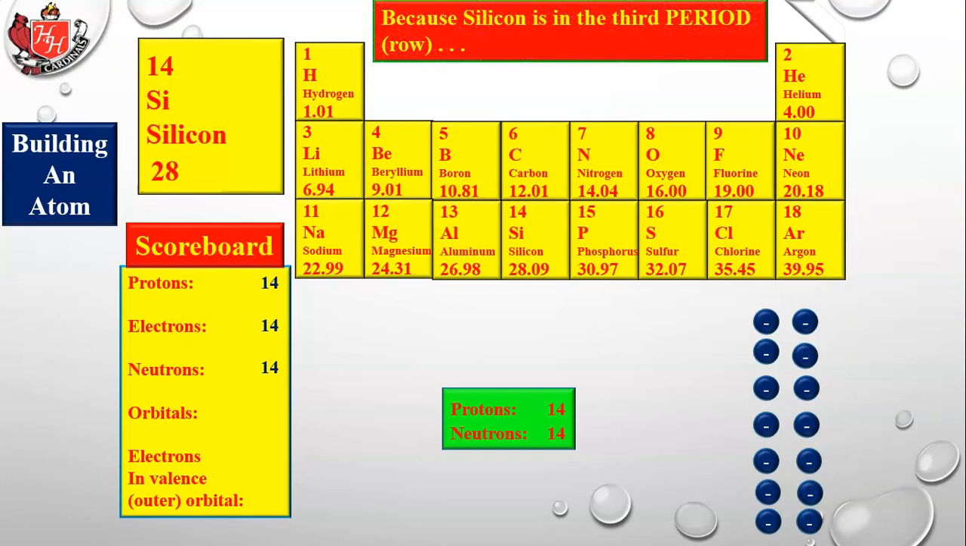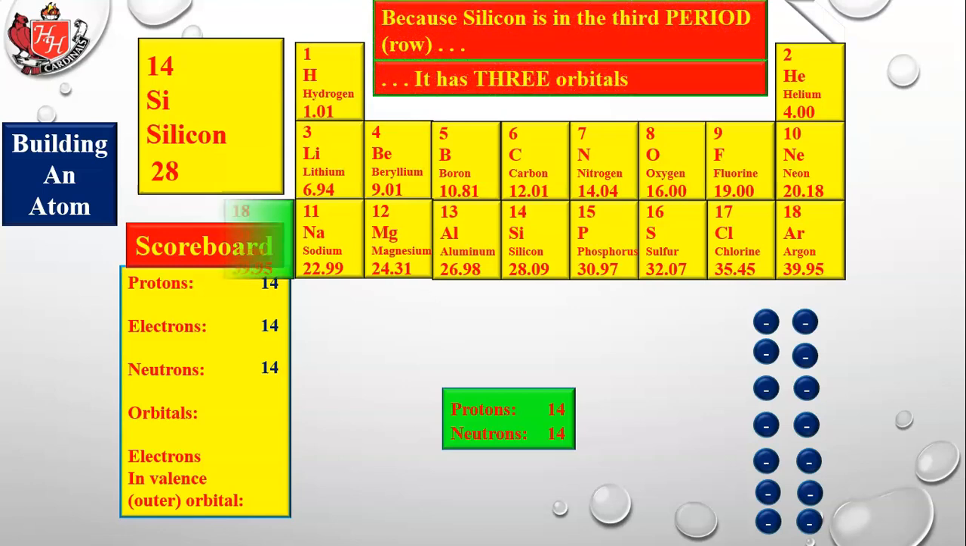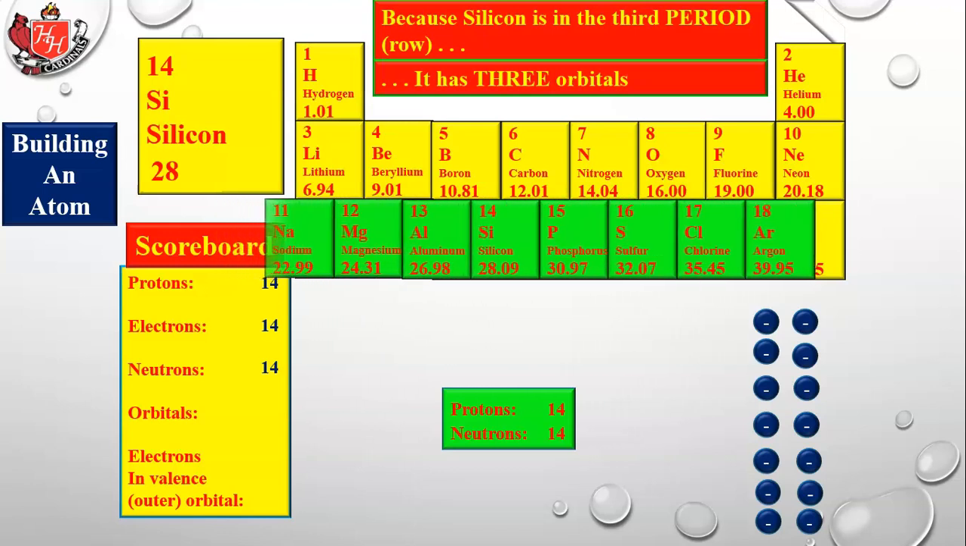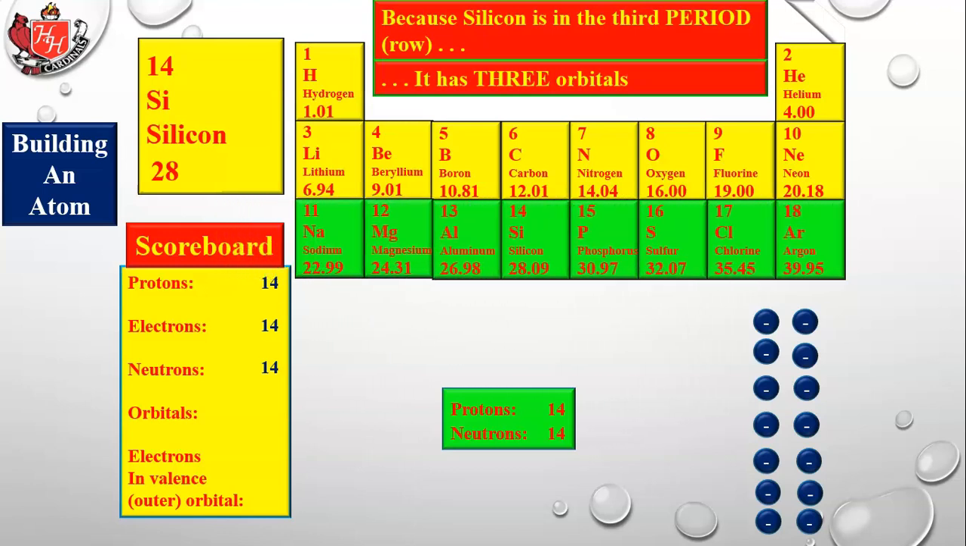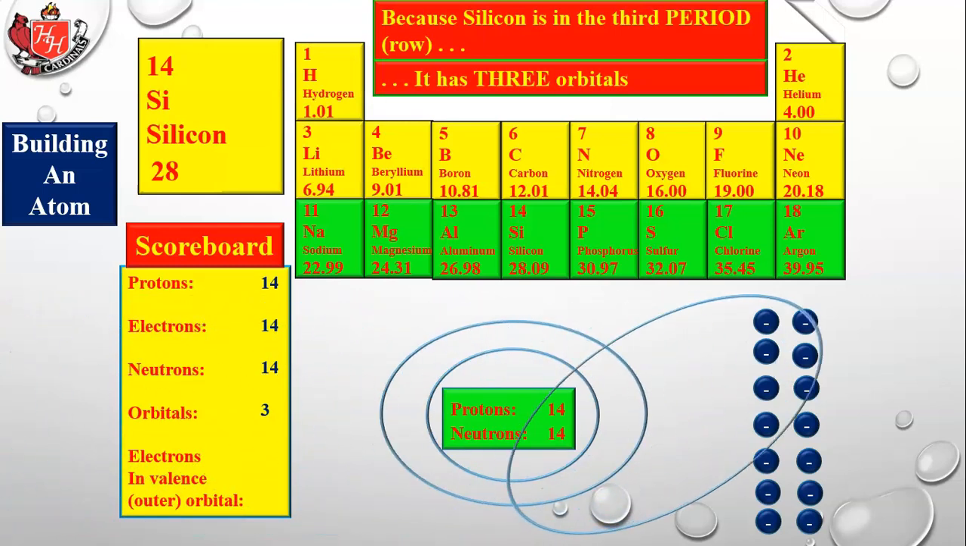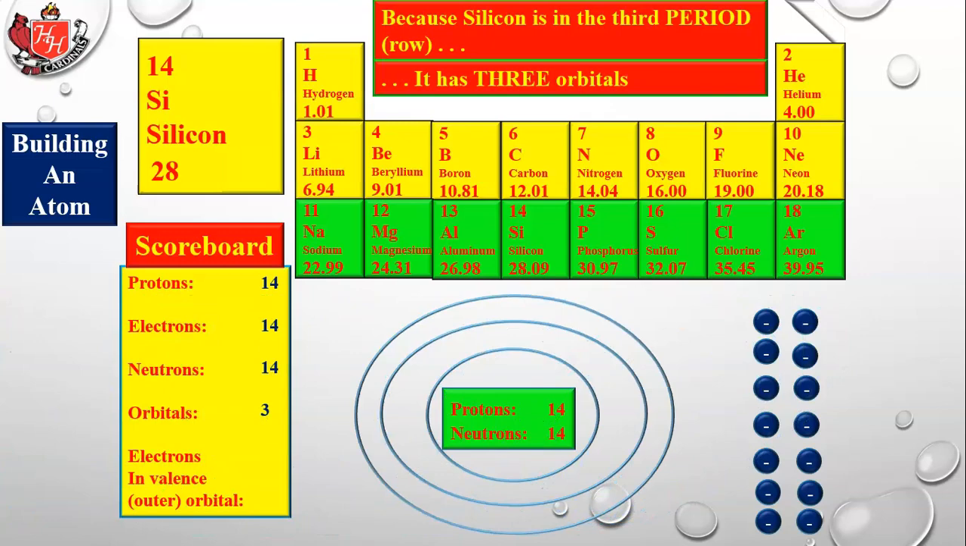Because silicon is in the third period, that is the third row, it has 3 orbitals. So everything you see there being covered over in green has 3 orbitals. Everything in the third row has 3 orbitals. So we're going to go ahead and fill in the scoreboard with a 3, and now we're going to draw those 3 orbitals. So there's the first orbital, there's the second orbital, and there's the third orbital. Okay, all right, so we move on.